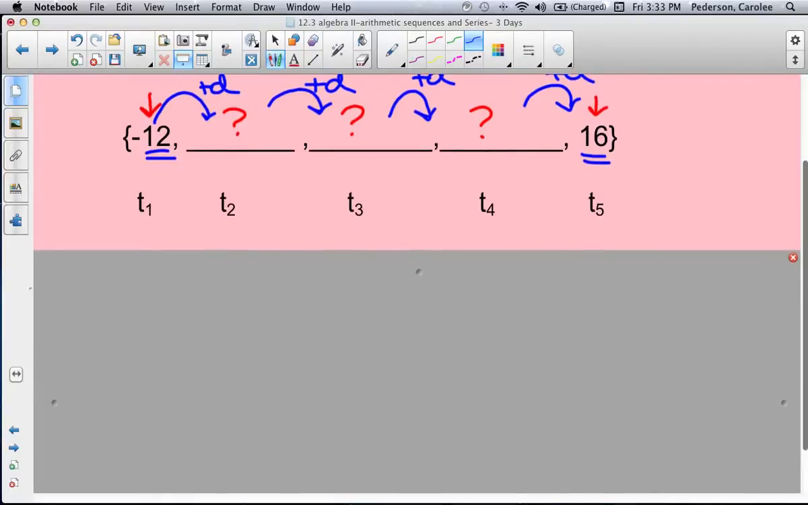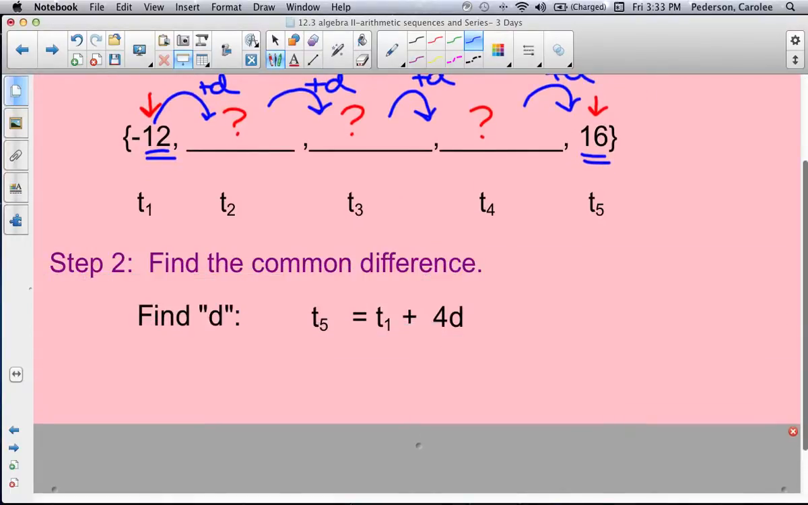So step 2 is to find the common difference. We want to find d, so we can find those question marks. So we have to take term 1 and add 4 common differences to get to term 5. So let's go ahead and substitute what we know in this equation. Again, we have to take 4 common differences and add it to term 1, and we'll be at term 5.